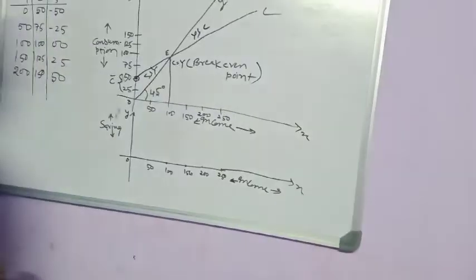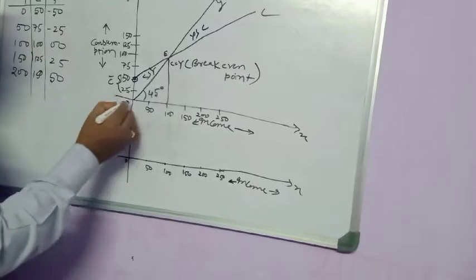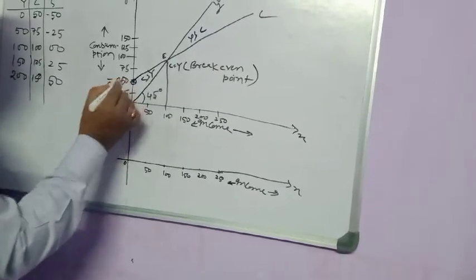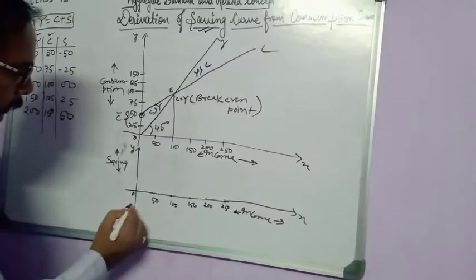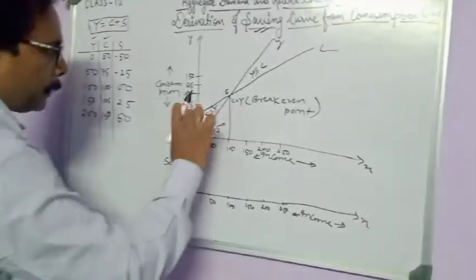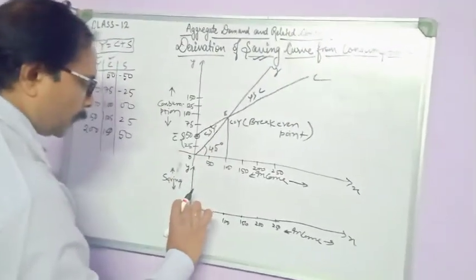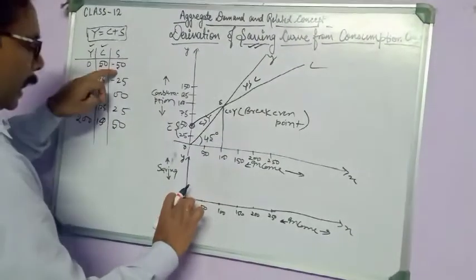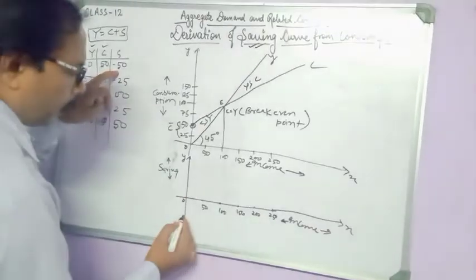Now when the income is 0, our consumption is 50, so our saving must be equal to minus 50.